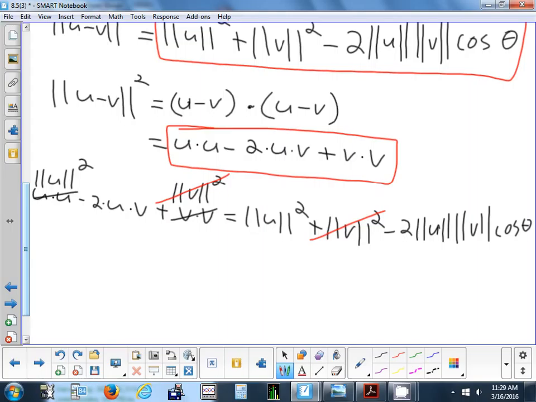Magnitude u squared. Not yet. Yeah, the magnitude of u squared. Okay, subtract that from both sides, and now just write down what we have left. Negative 2 u dot v equals negative 2 magnitude u magnitude v cosine theta, which actually we could have canceled the negative 2 as well.